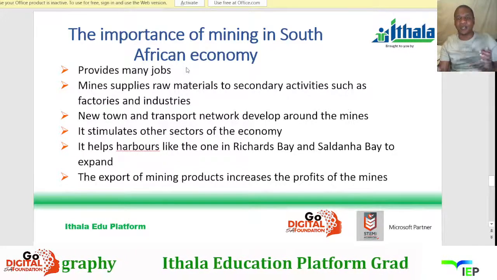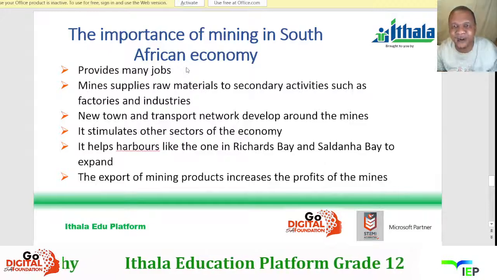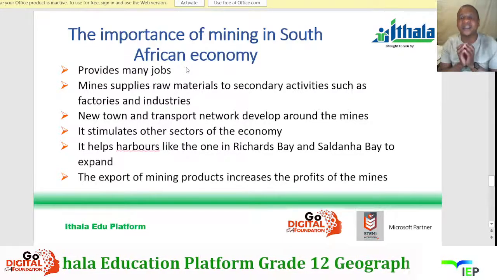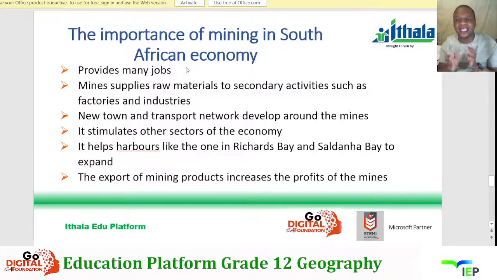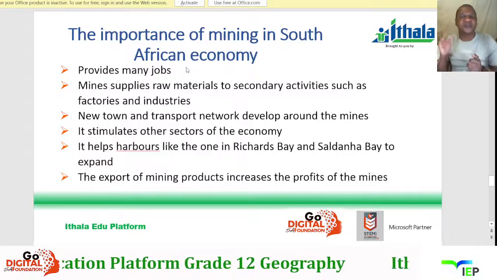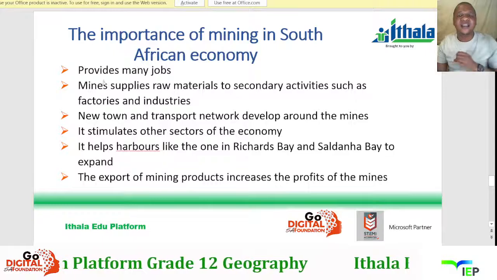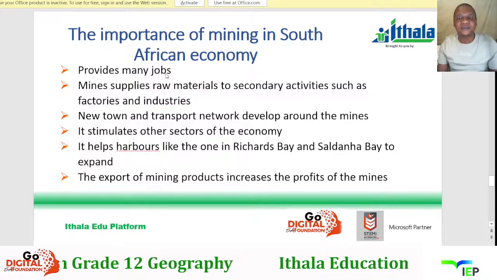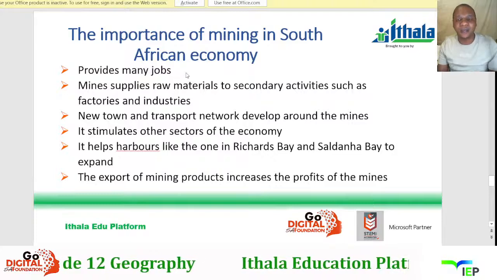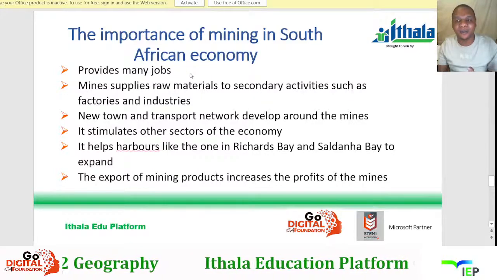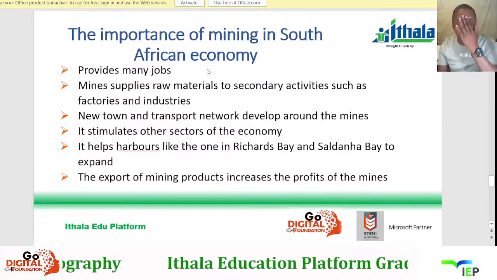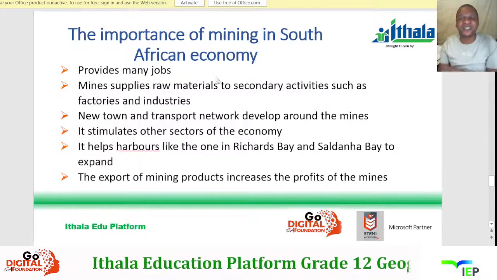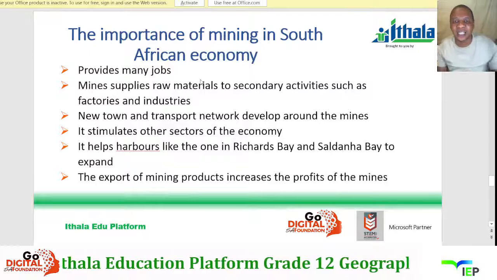So you will write that in your paragraph of 8 lines when you are asked what the importance of mining in South Africa is. You may say it provides many jobs in South Africa, there will be lots of employment, and then the buying power of people will be high, the standard of living will also be high. The economy will also increase. So we're looking along those lines.